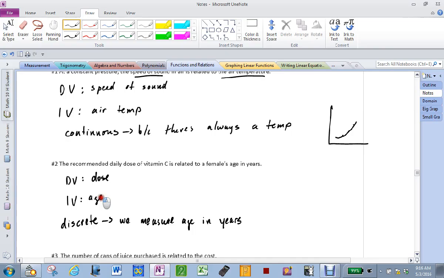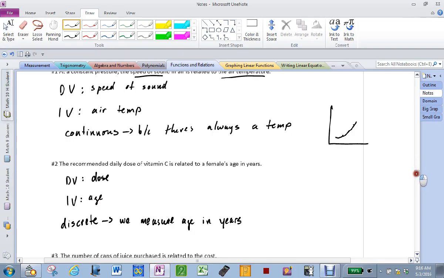If you were to go take vitamin C, Michaela, I gave you a bottle of vitamin C pills. How do you know how much to take? You look on the instructions. So the IV is cost. What's the age? It's as easy as cans of juice. Everybody cool? Anastasia, do you got it? You understand?